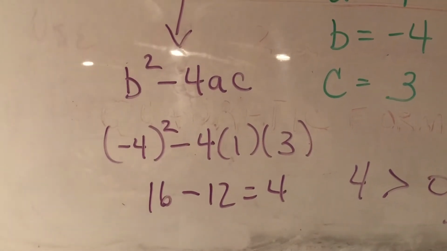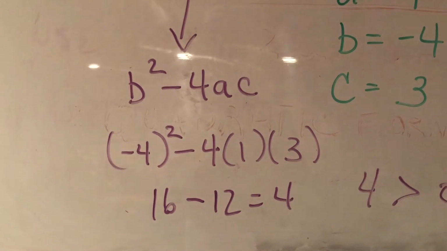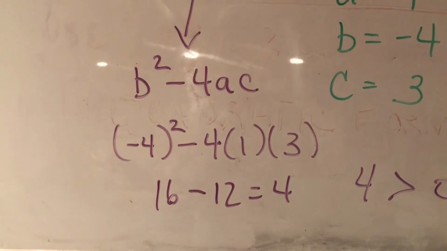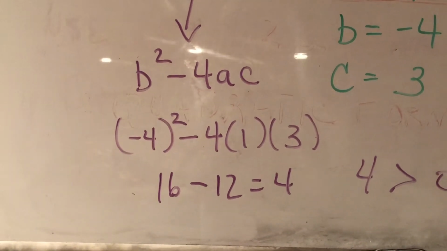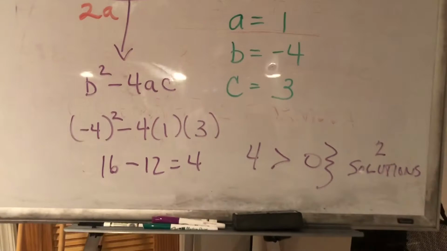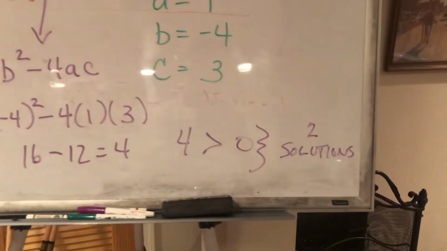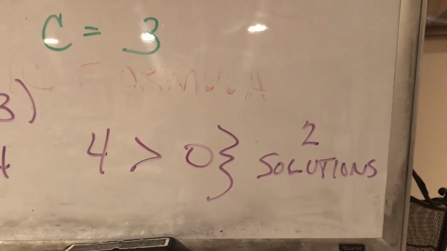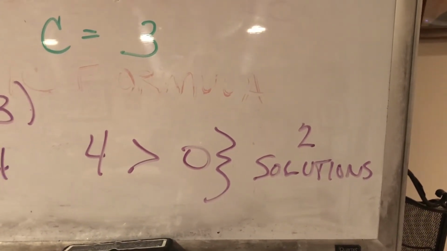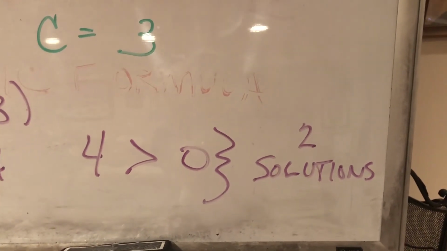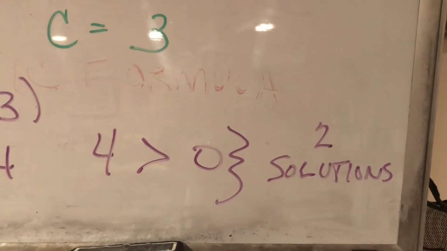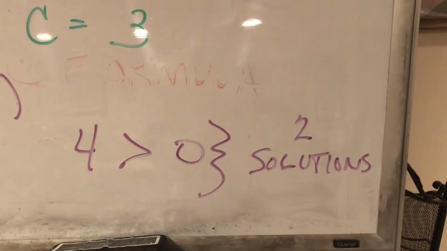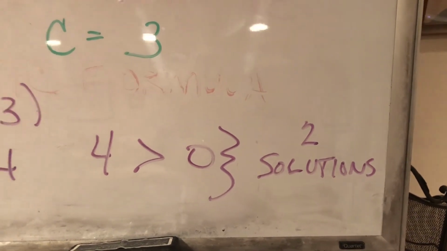Once we go through the steps using order of operations, we get 16 minus 12, which is 4. 4 is greater than 0. If our answer is greater than 0, that means we're going to have 2 roots or 2 solutions. If it's equal to 0, we're going to have 1 root or 1 solution. And if it's less than 0, a negative number, then we're not going to have any solution.